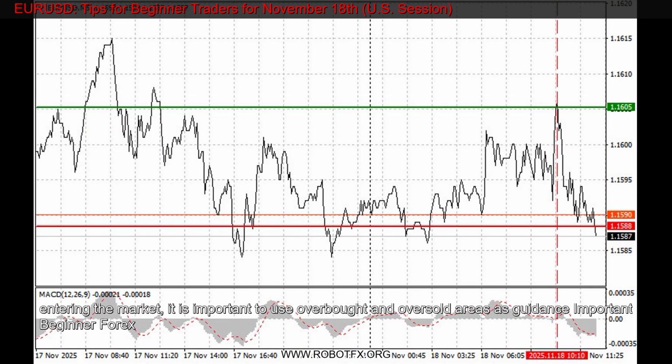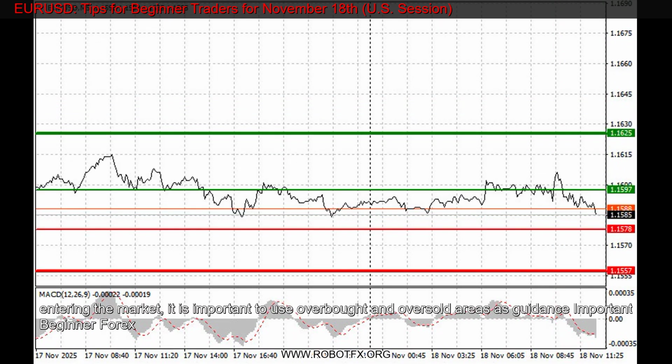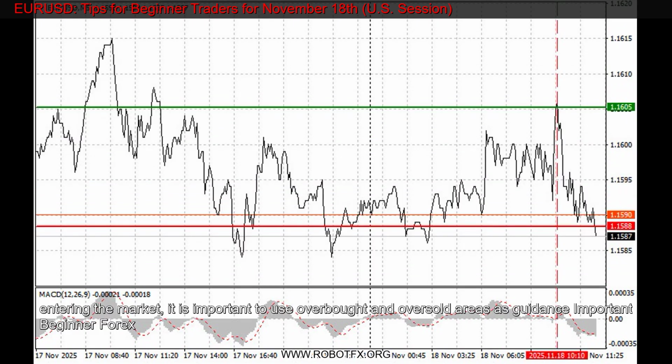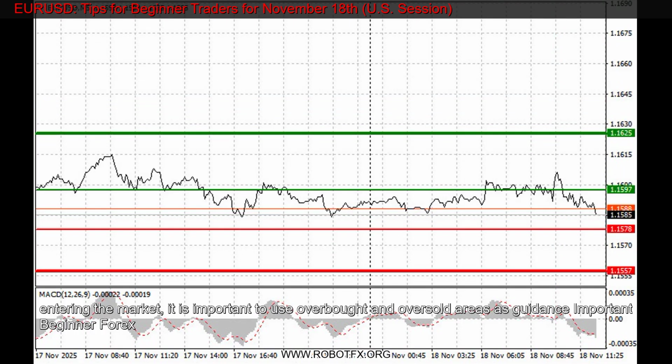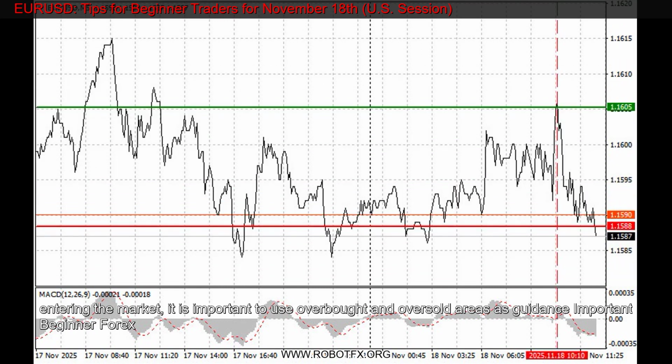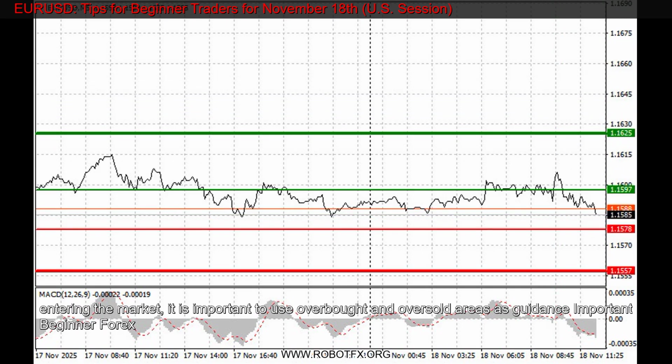Chart legend. Thin green line: entry price at which the instrument can be bought. Thick green line: suggested take profit area or level for manually fixing profit, as further growth above this mark is unlikely. Thin red line: entry price at which the instrument can be sold. Thick red line: suggested take profit area or level for manually fixing profit, as further decline below this mark is unlikely. MACD indicator. When entering the market, it is important to use overbought and oversold areas as guidance.